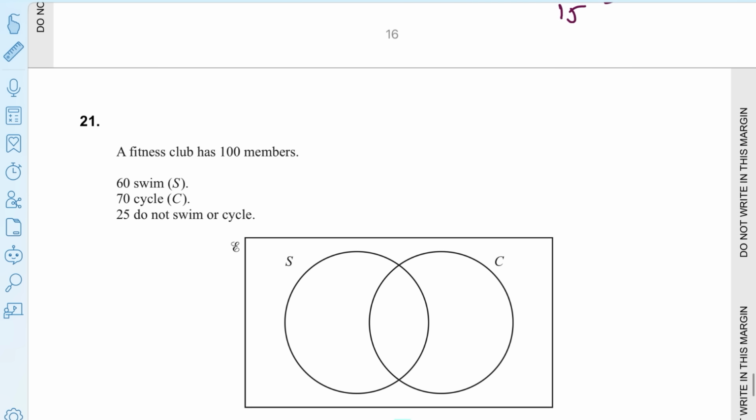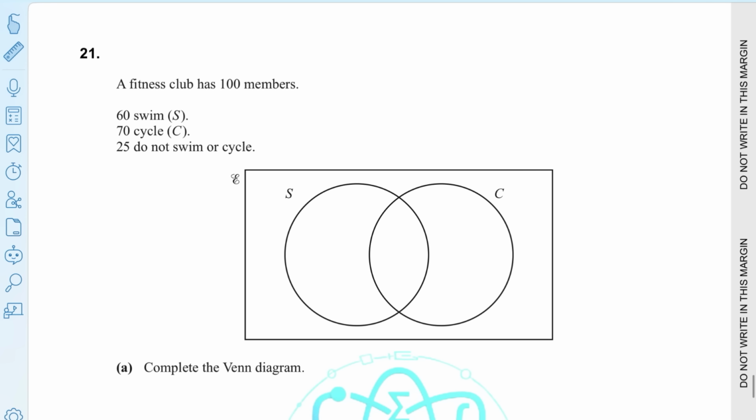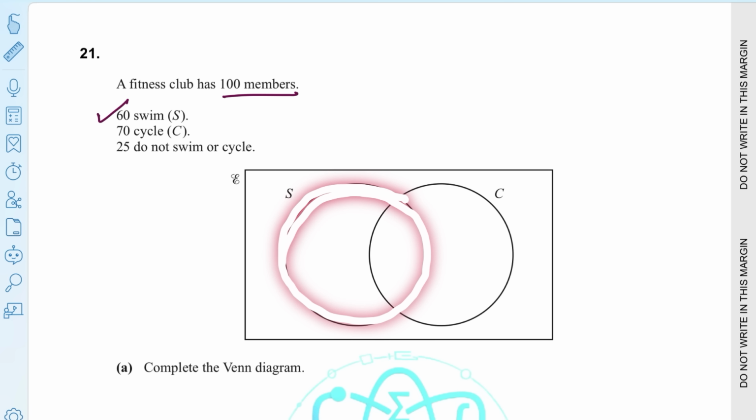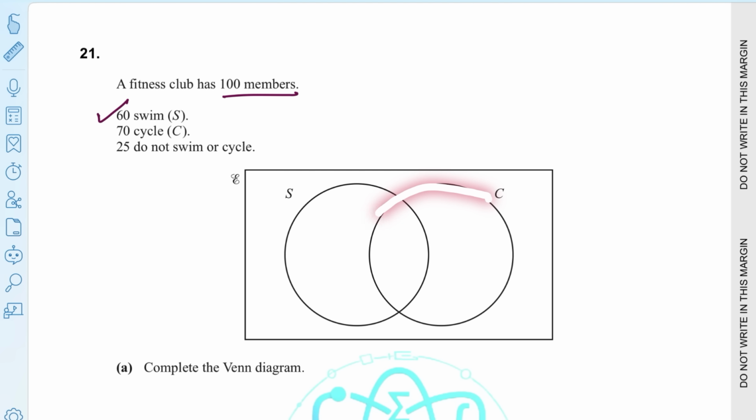Now question number 21 about set questions. Right. Now we'll try to understand this question. A fitness club has 100 members, right? 60 is swim. See, when I'm saying 60 is swim, try to understand this. Swim means inside this we have 60, the full, this one, 60, right? 70 for cycle, that means inside this we have 70, full is cycle. Got it? And 25 do not swim or cycle. 25 do not swim means it's outside.